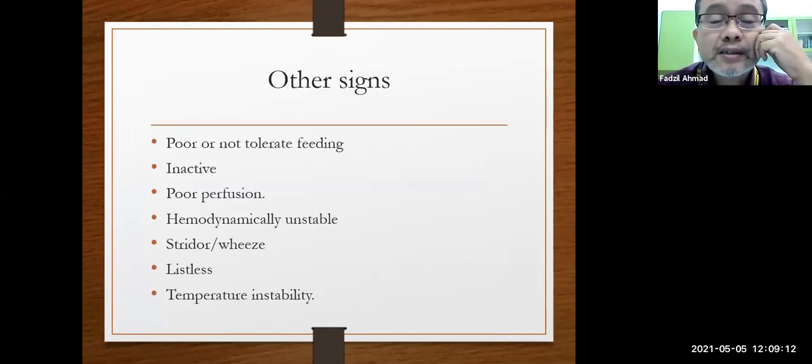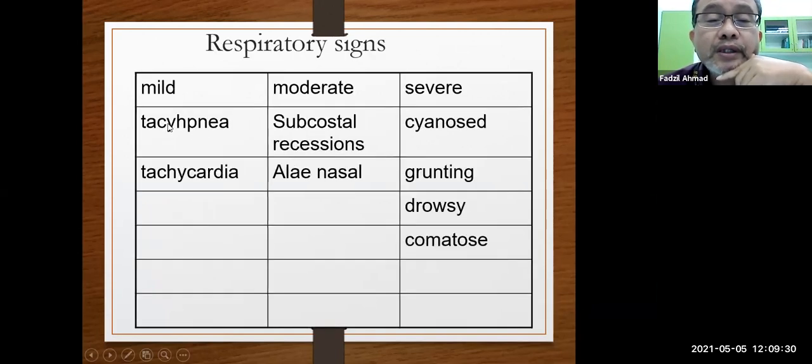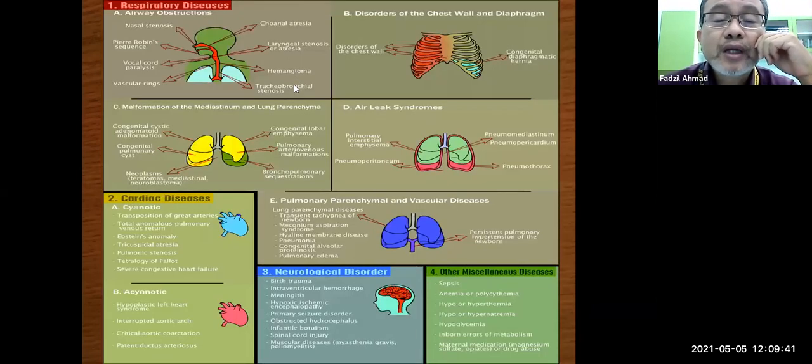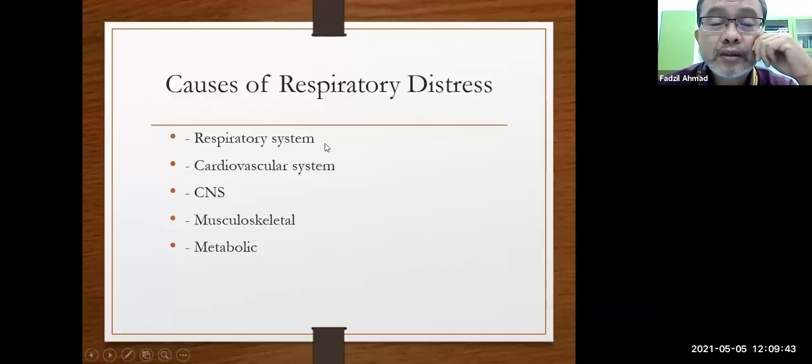The other signs that you can get are poor and not tolerating feeding, inactive, poor perfusion, hemodynamically unstable, stridor and wheeze, listless, and temperature instability. This is the sign, but the signs in terms of severity are mainly what can tell you how severe this patient is in respiratory distress, and this is the causes, and this is the system that gets involved.